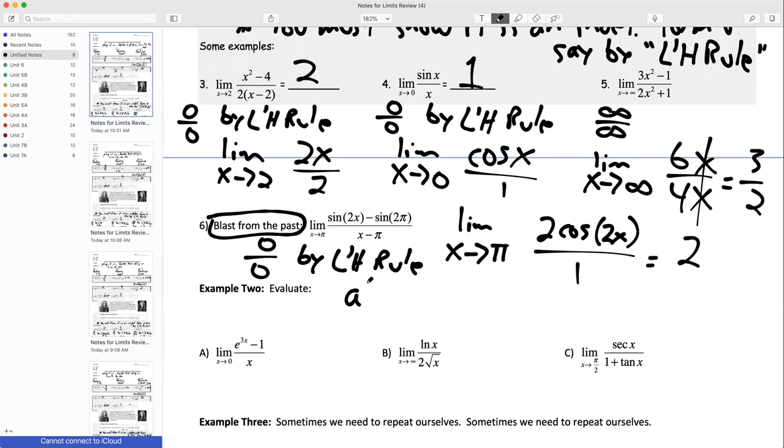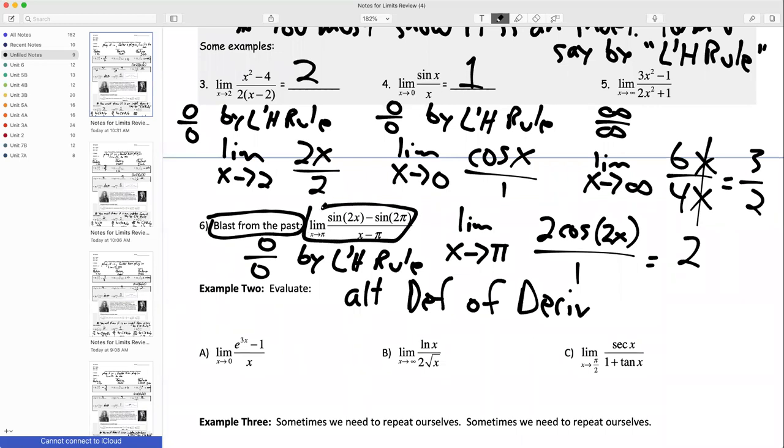This is the alternate definition of derivative. Okay. So the other way to solve this, and we will look at this in just a second also, but the other way to solve this right here, it means take the derivative of the function. And my function is right here. Sine of 2x.